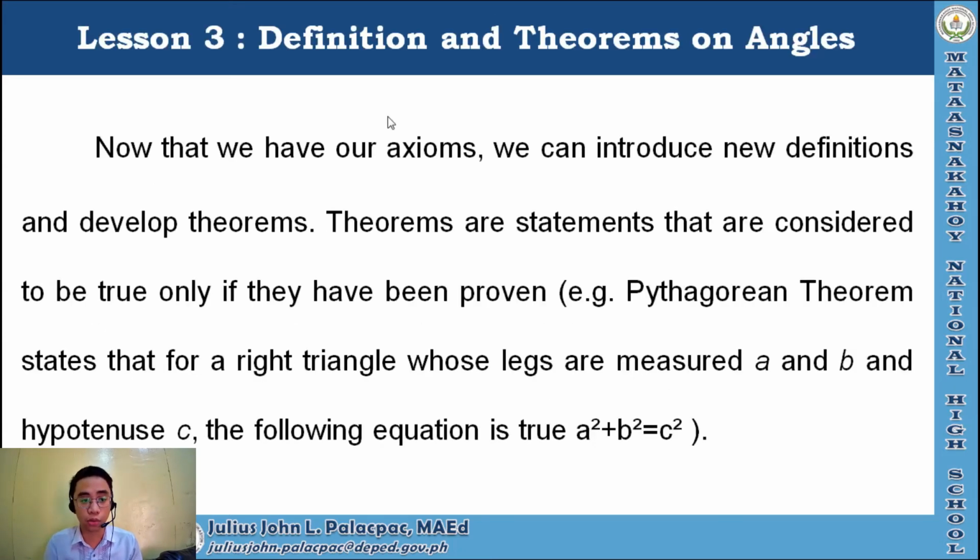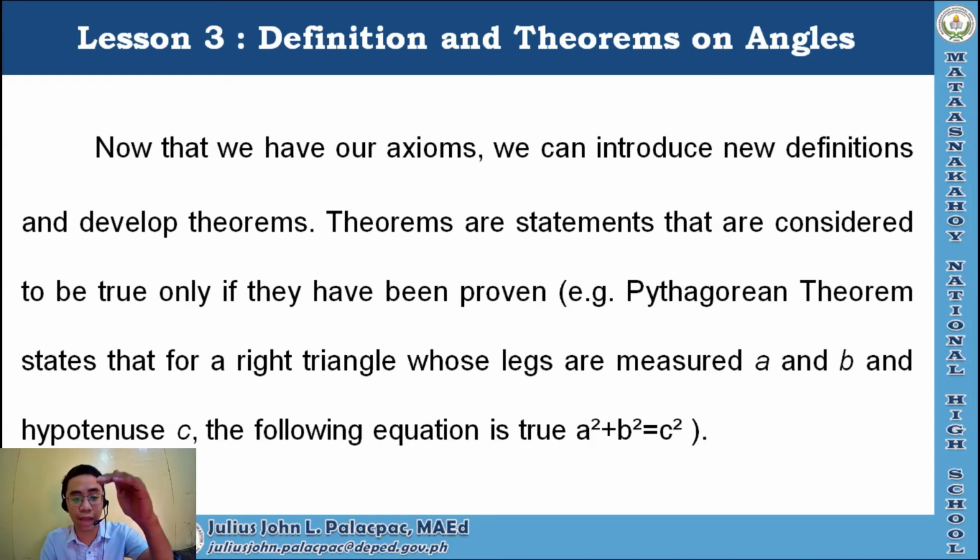So, dito na tayo sa lesson 3. Now that we have our axioms, we can introduce new definitions and develop theorems. Theorems are statements that are considered to be true only if they have been proven. Pythagorean theorem states that for a right triangle, whose legs are measures A and B, and hypotenuse C, ito yung isang theorem. So, magsisimula tayo sa undefined terms, and then defined terms, axioms, postulates, theorems, and definition.